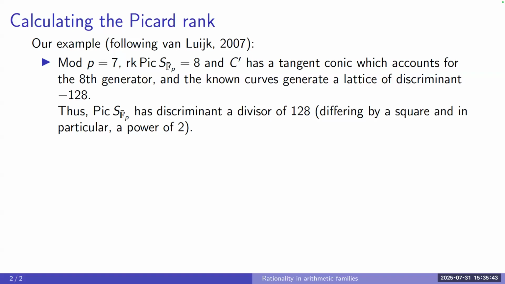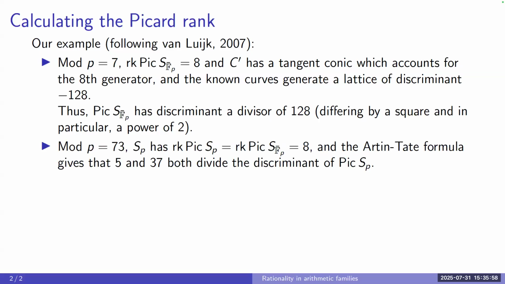It's negative 128. And so then the Picard lattice is going to be some overlattice of that. And so it'll have discriminant a divisor of 128 differing by a square. Okay, so in particular, it has to be a power of 2. And then we look at mod a different prime. So it turns out 73 is sort of the prime that works well for us.